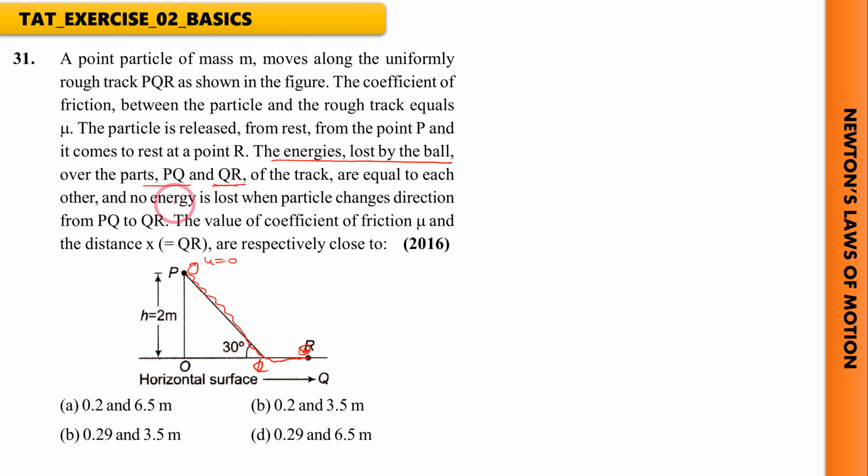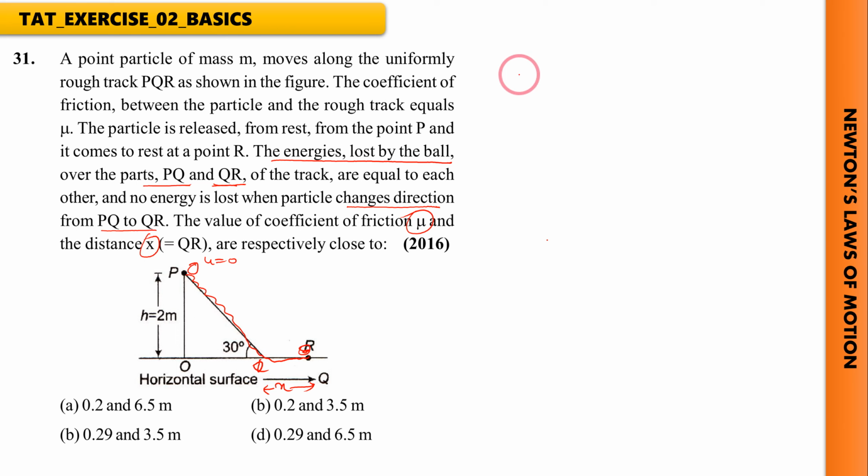Okay, and no energy is lost by the particle in changing the direction at PQ to QR. The coefficient of friction mu and x, that is QR, is how much? Okay, so this is the question. Now, as it is said that in path PQ the energy is lost because of the friction, and this question is from work energy, so we'll be using the work energy concept.